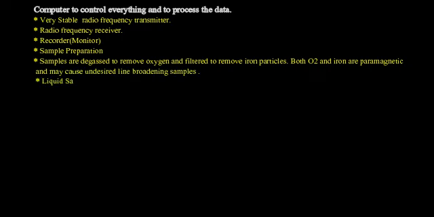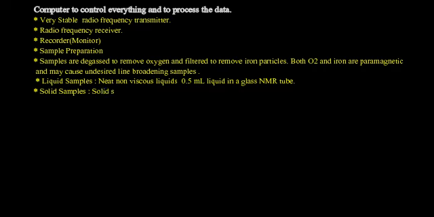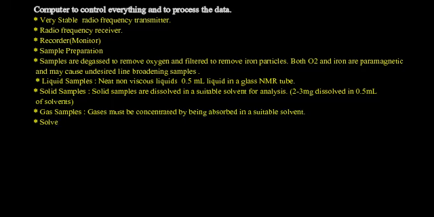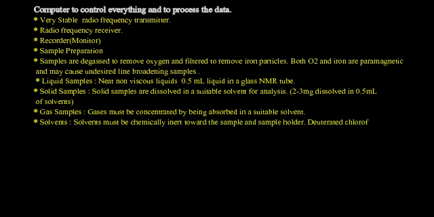For liquid samples, use a neat non-viscous liquid, 0.5 ml in a glass NMR tube. Solid samples are dissolved in a suitable solvent for analysis, generally 2 to 3 mg dissolved in 0.5 milliliter of solvent. For gas samples, gases must be concentrated by being absorbed in a suitable solvent. The solvent must be chemically inert toward the sample and sample holder. Deuterated chloroform CDCl3, deuterated water D2O, and other deuterated solvents are used.